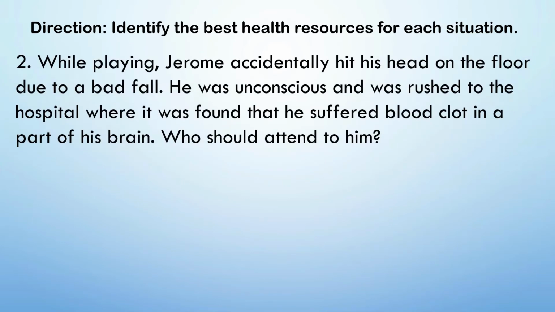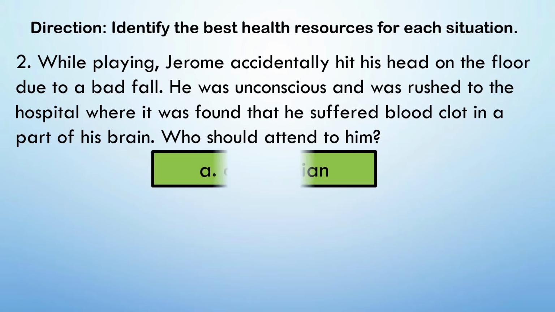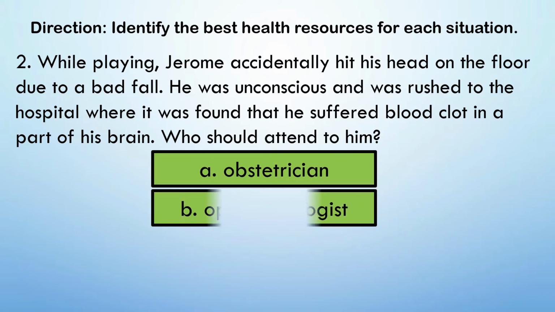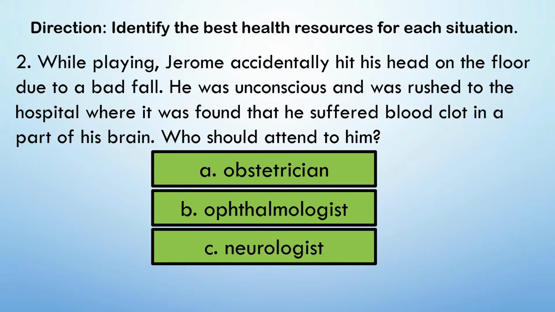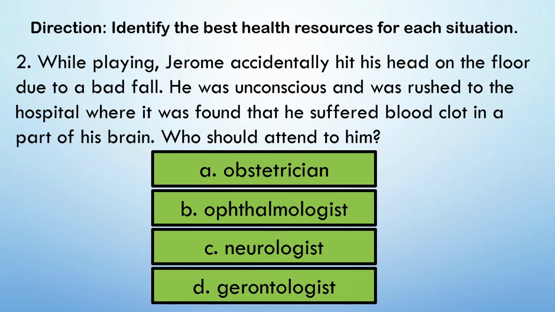Next, number 2, while playing, Jerome accidentally hit his head on the floor due to a bad fall. He was unconscious and was rushed to the hospital, where it was found that he suffered blood clots in a part of his brain. Who should attend to him? Is it A, obstetrician? Letter B, ophthalmologist? Letter C, neurologist? Letter D, gerontologist? The answer is neurologist. That's right.